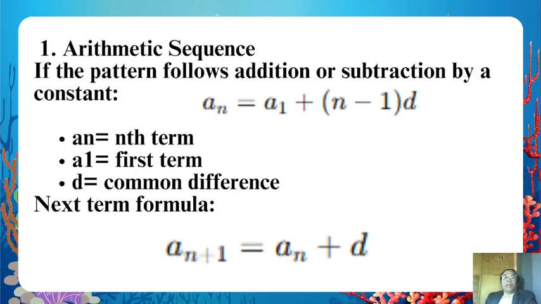Number 1, arithmetic sequence. If the pattern follows addition or subtraction by a constant, then to get the nth term, an is equal to a1 plus n minus 1 times d. And the next term formula is a sub n plus 1 is equal to an plus d.